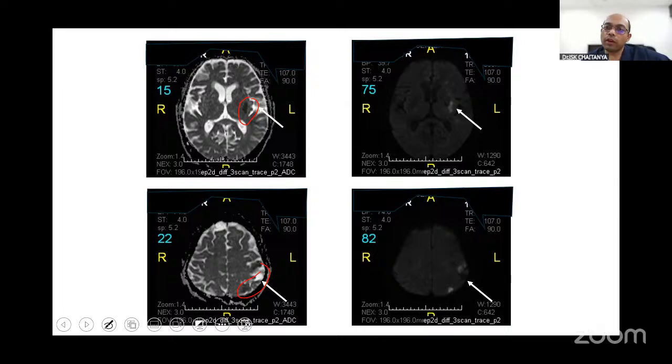So perfusion helps you in choosing patients for the newer revascularization modalities. It can be done through CT or MRI. And in MRI, if you use the arterial spin labeling technique, we can avoid usage of contrast to get the image done.